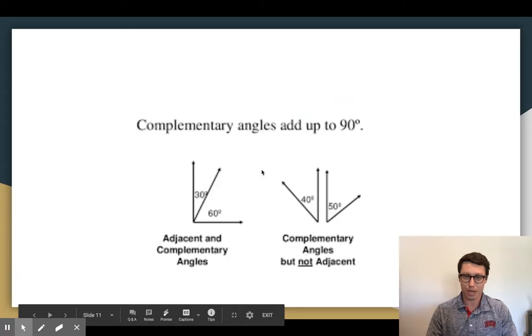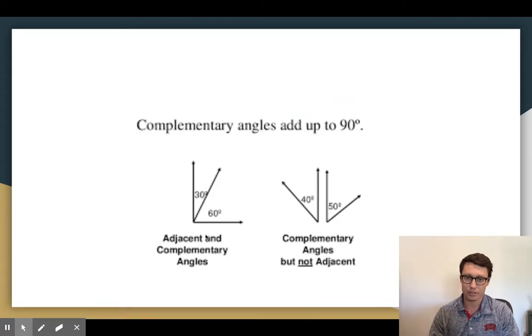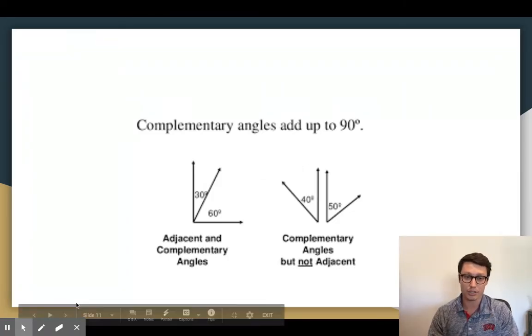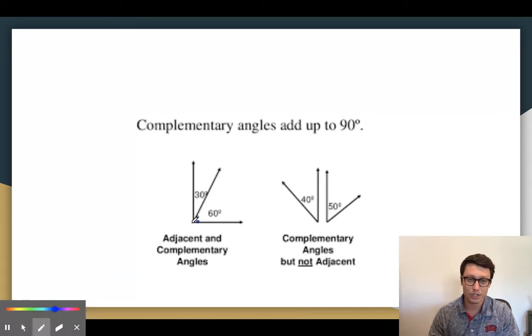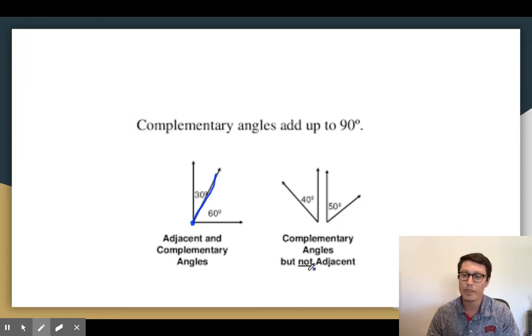Okay, so here's some complementary angles. They add up to 90 degrees. These are adjacent. Notice they share a vertex. They both come to this point, and they share a ray. 60 plus 30 adds up to 90. So these are adjacent and complementary. These ones over here are complementary because it's 40 and 50. 40 plus 50 equals 90, but they are not adjacent because they are not sharing a vertex, right? They are separated, but they are still complementary.